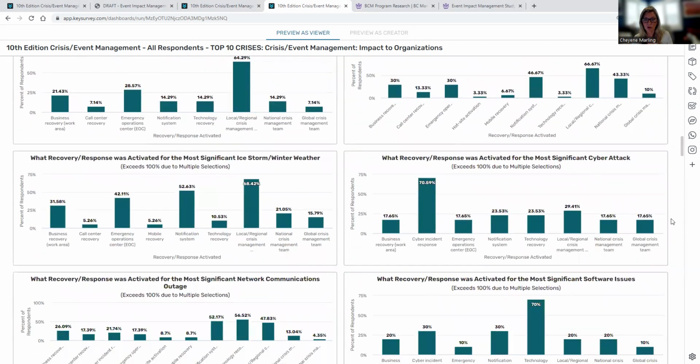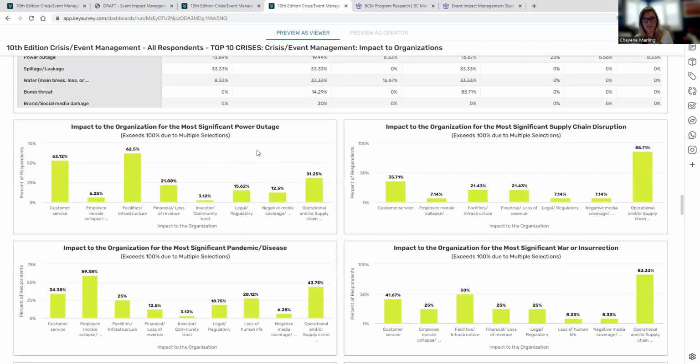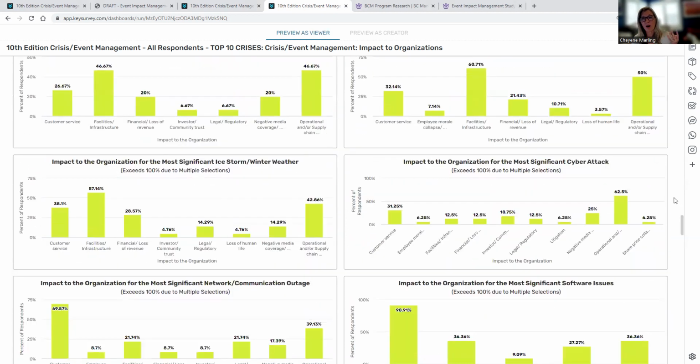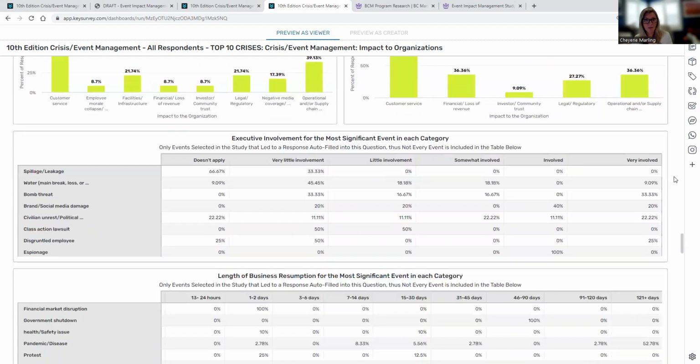Same thing is true when we look at the impact to the organization, only the top 10 events are noted here. So you can see how customer service was impacted compared to financial loss of revenue, supply chain disruption. So again, only the top 10 events are really highlighted in those follow-up bar charts, even though all the events are included in these tables. Really focus on the top 10.